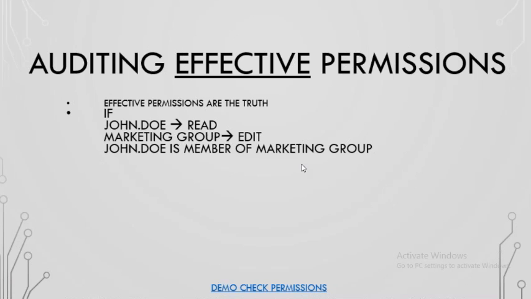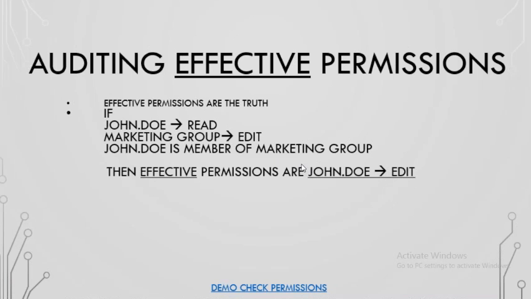So let's say John Doe has read access on a document. And let's say that the marketing group, which is a group, has edit access on that document as well. And let's say John Doe is also a member of the marketing group. There are two contradicting permissions being given, read and edit, right? So what is the truth? Does John have read or does he have edit? The answer is that the effective permission for John on that object is edit.